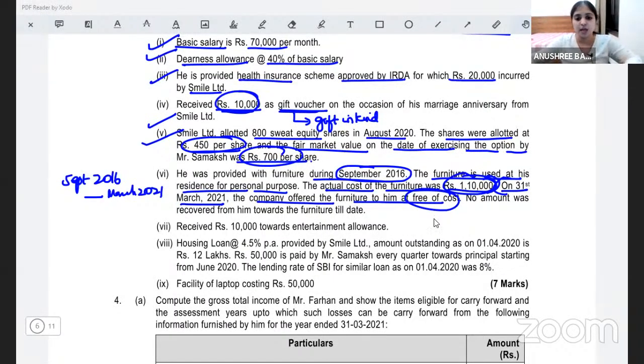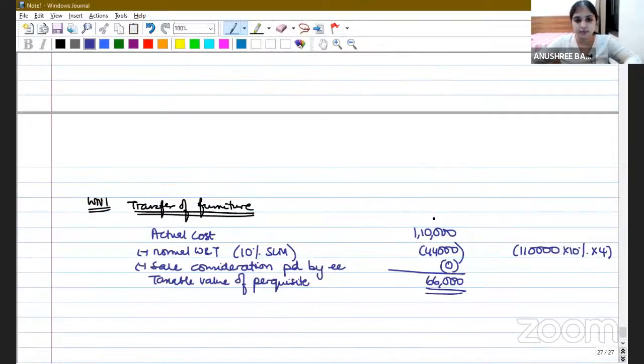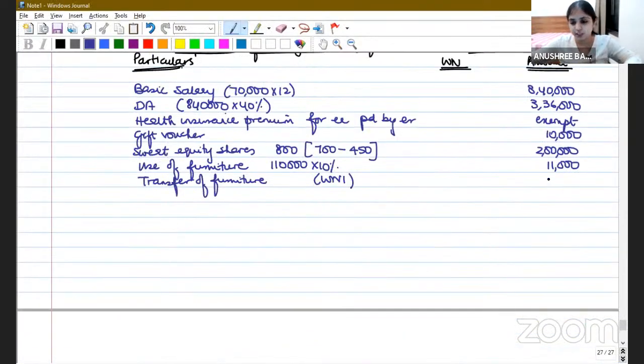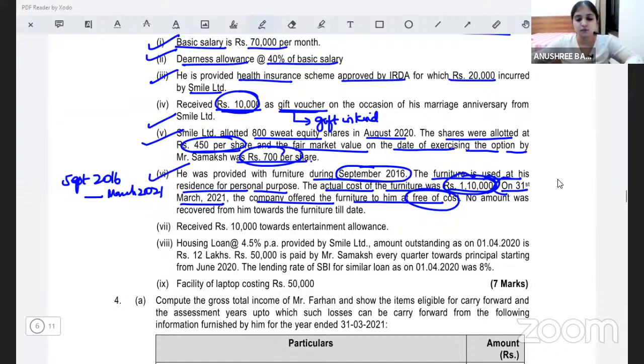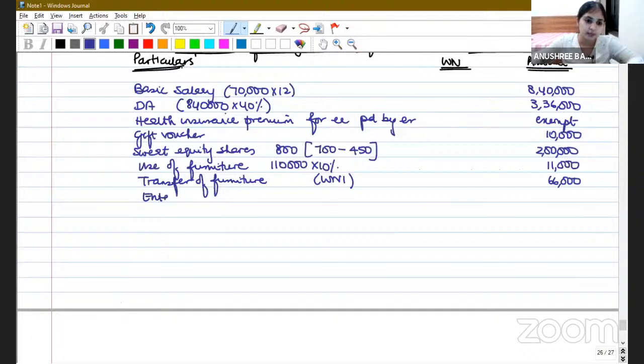Got it? So now going back to our answer, transfer of furniture, 66,000. This is what your answer would be. Okay. So this adjustment also we are done. Then he received 10,000 towards entertainment allowance. Entertainment allowance is fully taxable. You get a deduction only if you are a government employee. But your assessee is not a government employee. It will be fully taxed, no deduction.